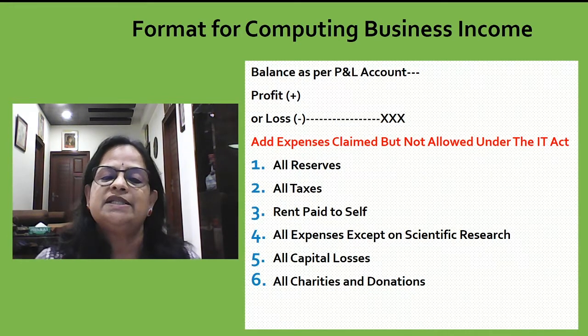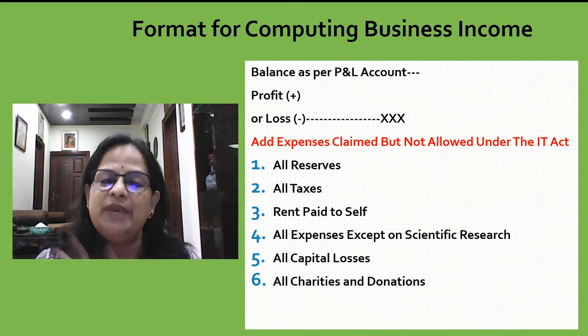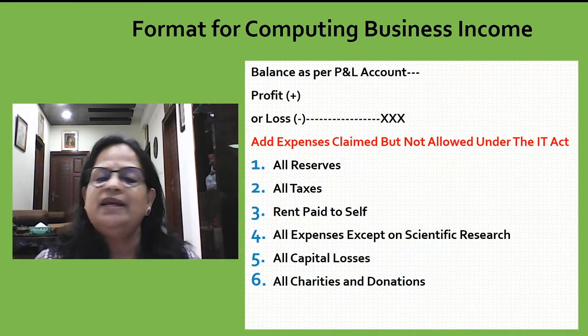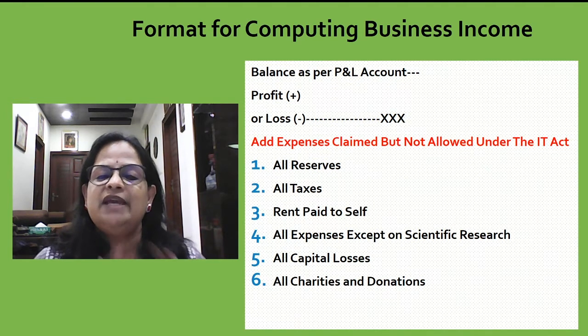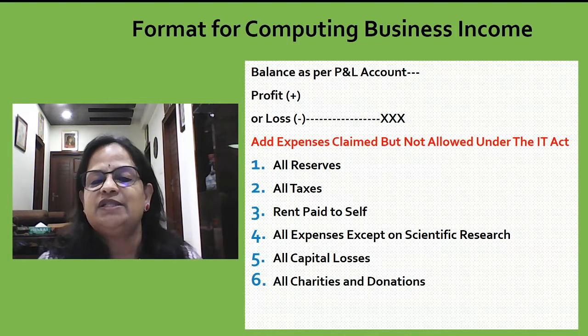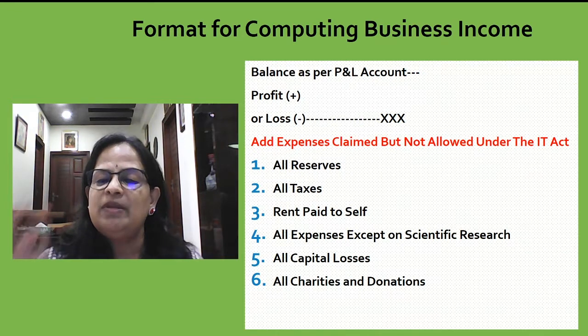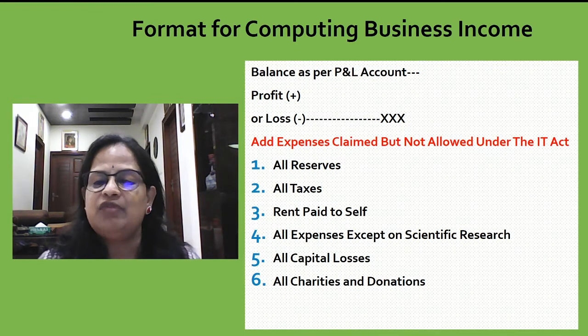All taxes like income tax or advance income tax paid, anything like that, we will be avoiding. Rent paid to self. If he's carrying on business in his own building and claiming rent, it's not allowed, because it's his own building, he's not paying any rent. All expenses except on scientific research. See, for scientific research, the government is giving certain exemptions. The value allowed will be there in the additional information. So any expense other than scientific research, if they are claiming, it's not allowed.